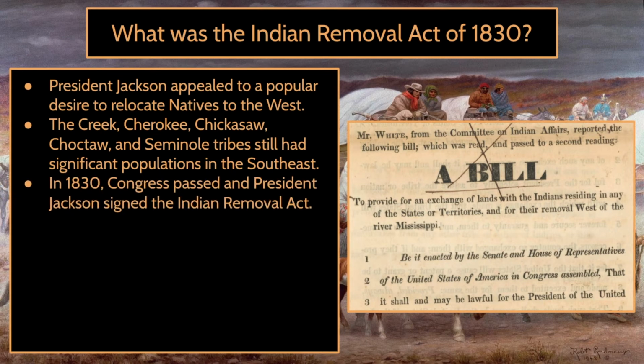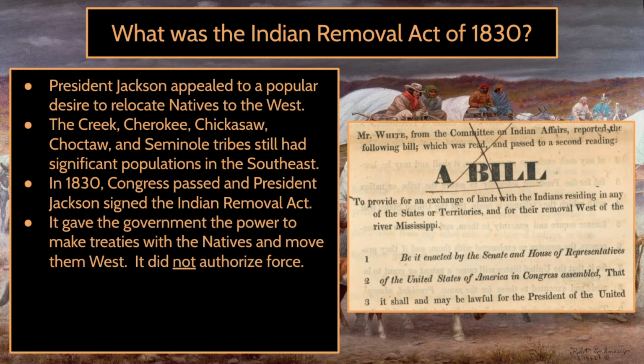In 1830, Congress passed and President Jackson signed the Indian Removal Act. And basically what this act did is gave the government the power to make treaties with the natives and move them west. So we talked about treaties in the previous lesson. Basically what they were trying to do here was use treaties as a way to legally bind the natives to have to agree to certain rules and move. And so this bill directed the government to make those treaties. One thing the bill did not do is authorize the use of military force to make the Native Americans leave their ancestral lands and force them to move west.